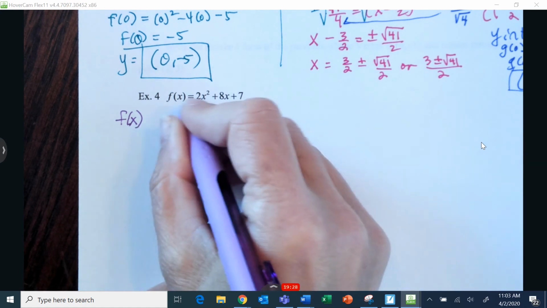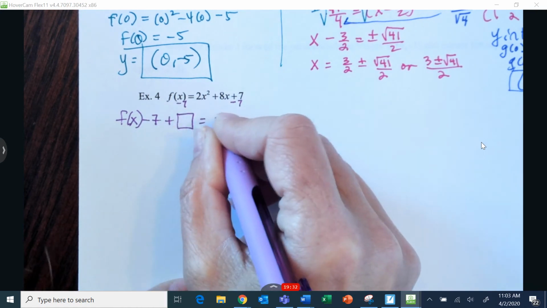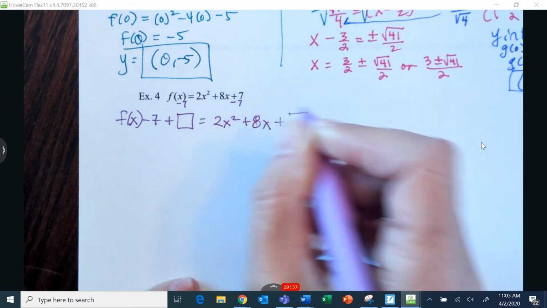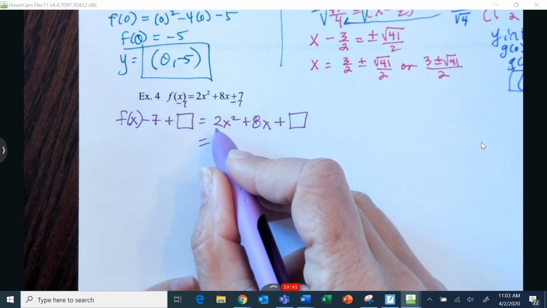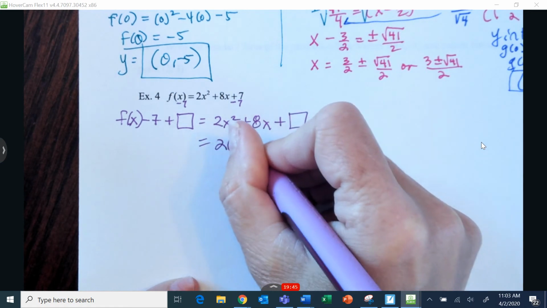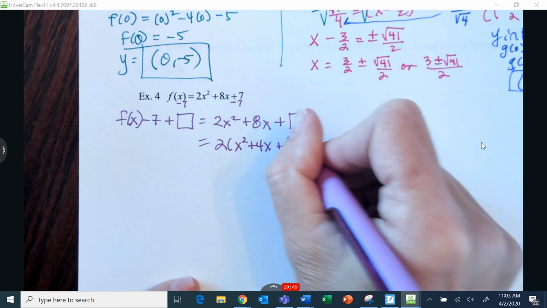I'm going to move the 7 over, put a square, equals 2x squared plus 8x, put a square. All right, when I go to complete the square, I can't yet because there's a 2 in front. So I have to GCF: 2 times x squared plus 4x plus a square.